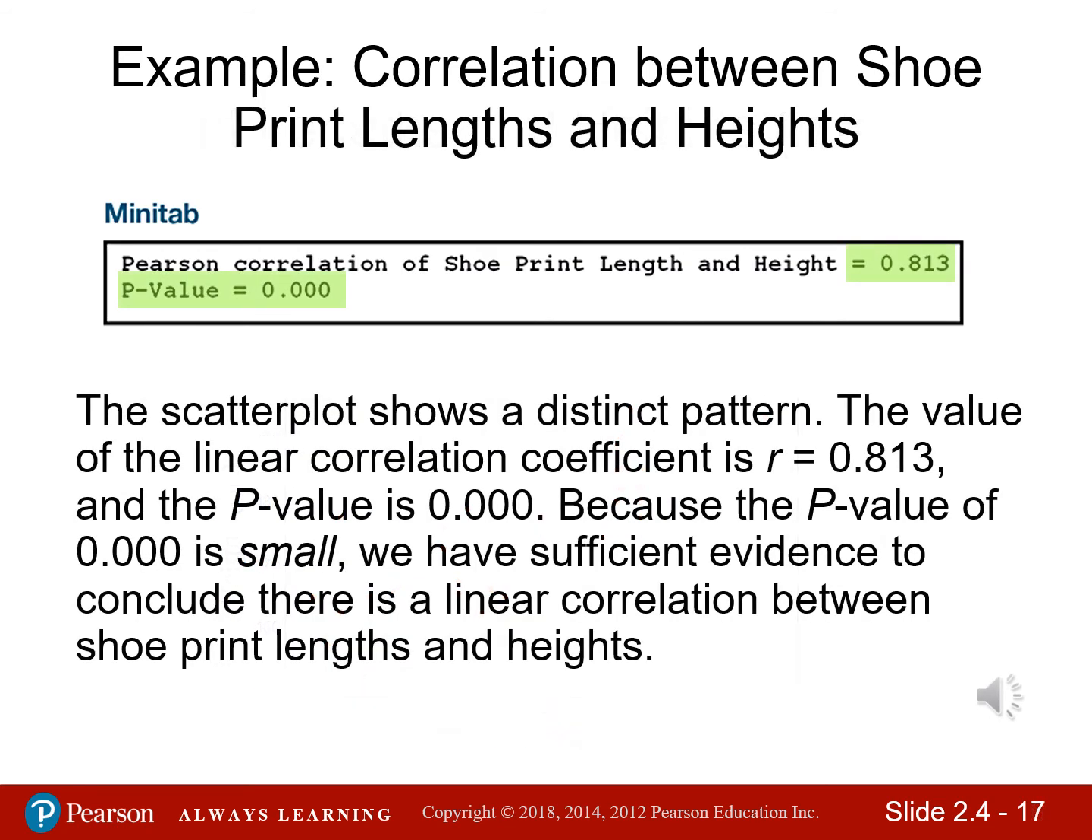This time, the researchers used a statistical application called Minitab. And with the larger sample size, we see that the linear correlation coefficient of R is equal to 0.813, and it has a p-value of 0.000. Because the p-value of 0.000 is so small, we have sufficient evidence to conclude that there is a linear correlation between shoe print size and the heights of males.